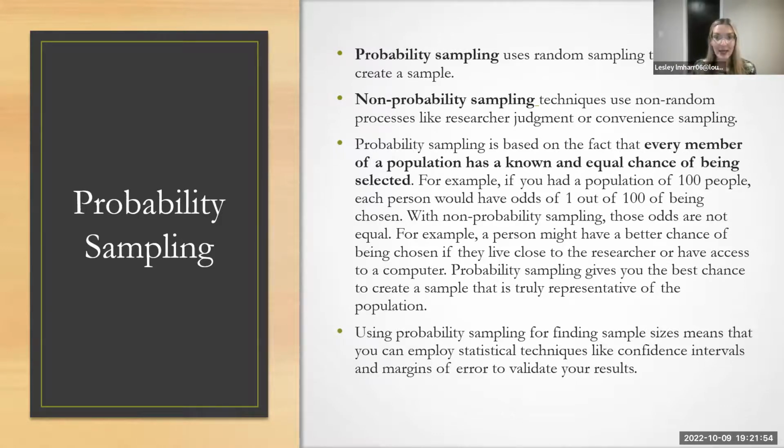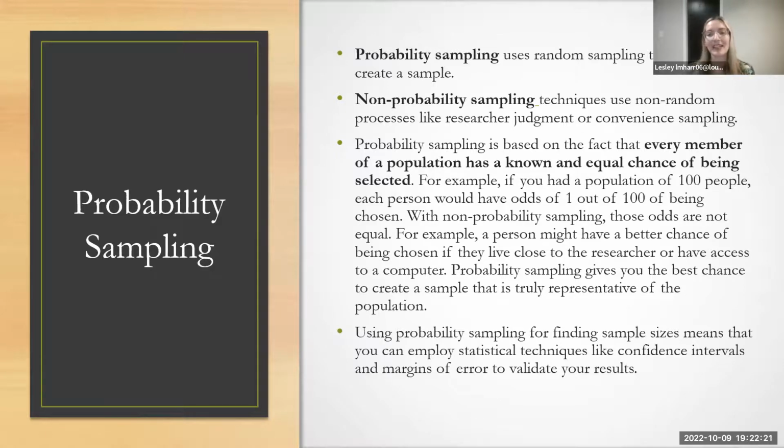So another example, if you had a population of 100 people, each person would have the odds of 1 out of 100 of being chosen. With non-probability sampling, which we covered in the previous slide, those odds are not equal. For example, a person might have a better chance of being chosen if they live close to the researcher or have access to the computer. So our selection criteria relies on more subjective things.